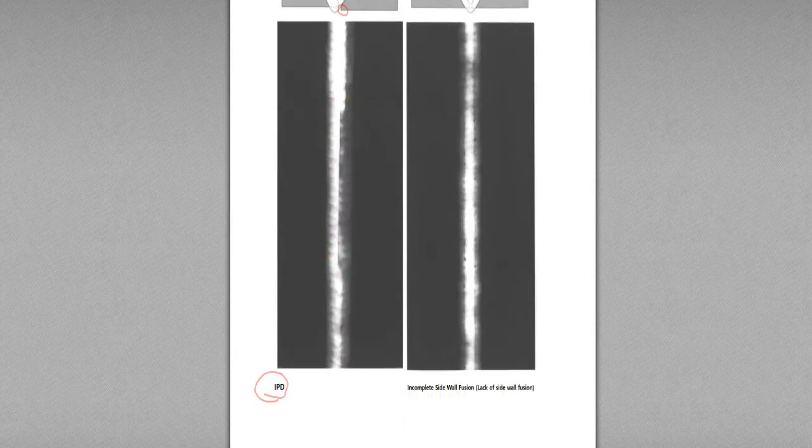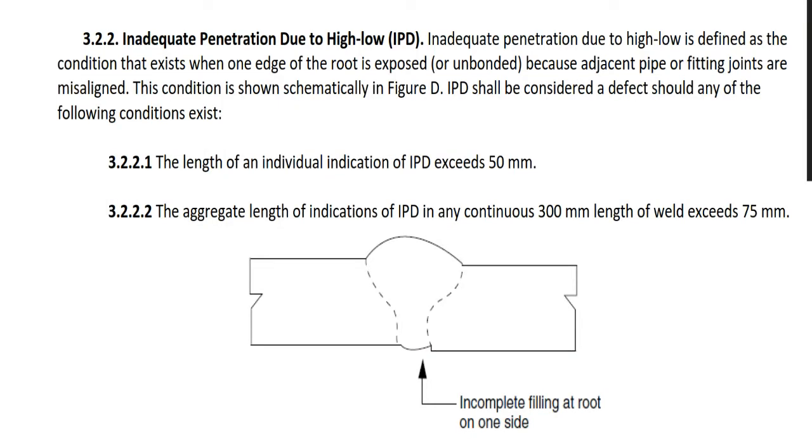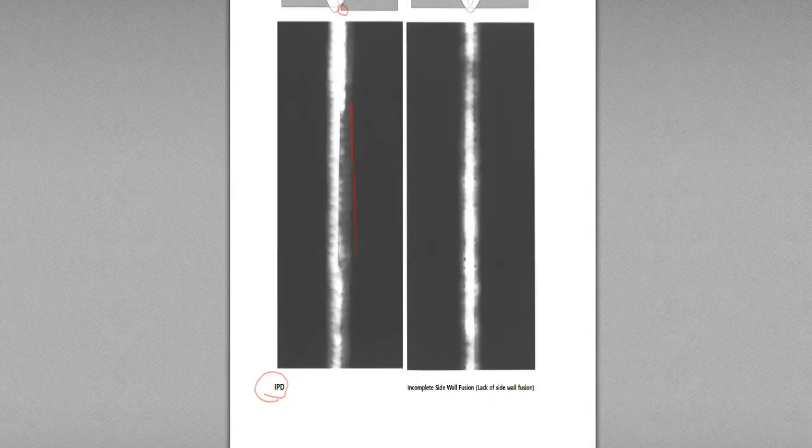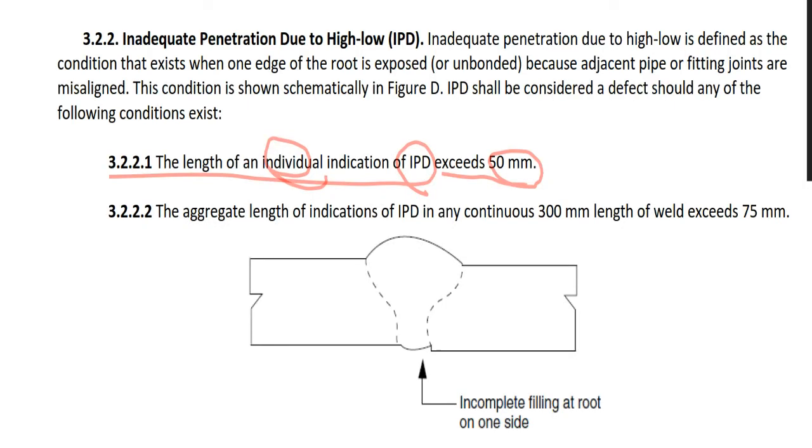This is IPD, and the rejection criteria, the acceptance criteria of the IPD, is 3.2.2.1. The length of an individual indication of IPD exceeds 50 millimeter. So if the length of this is over 50 millimeter, this is reject.